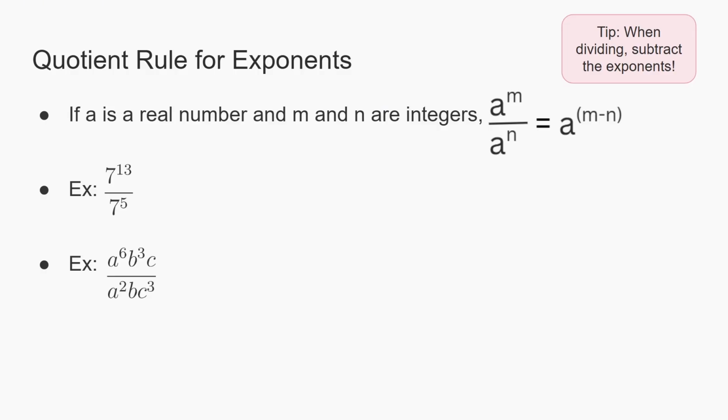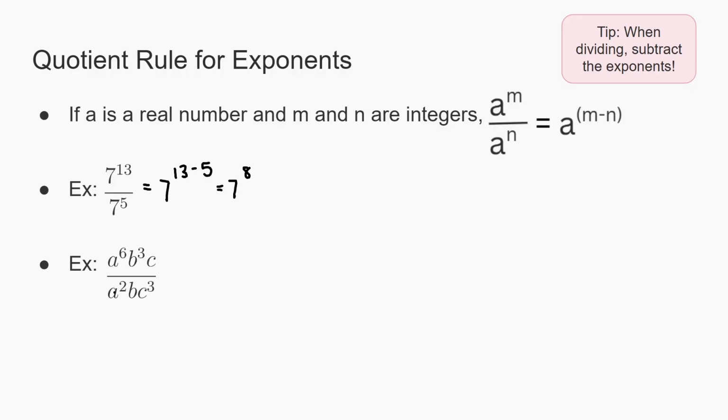So here, we have 7 to the 13th power on the top, and on the bottom we have 7 to the 5th power, and we know we can subtract. We'll do 7 to the 13 minus 5, which is going to be 7 to the 8th power.